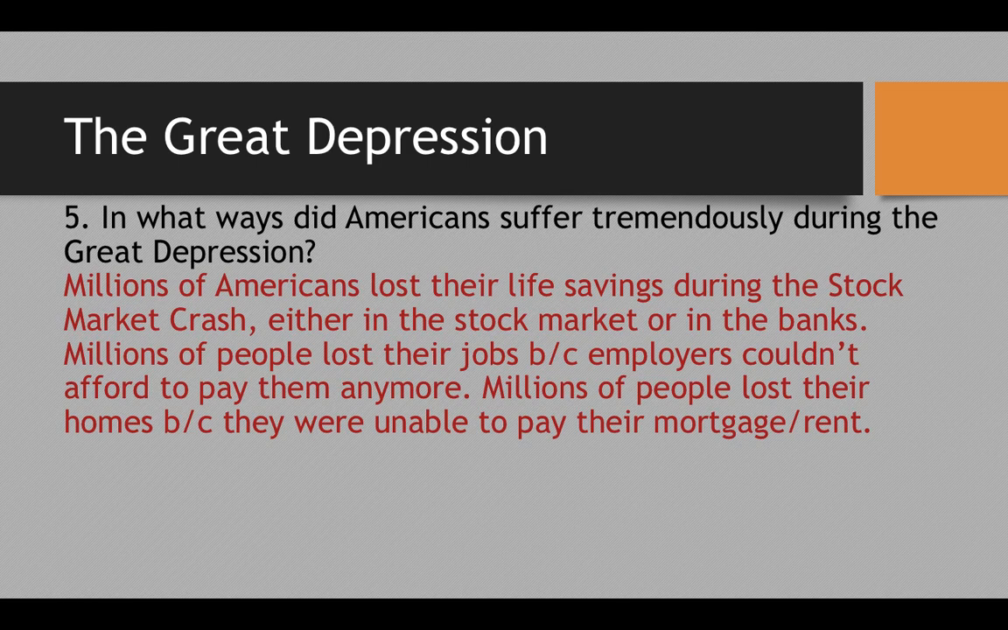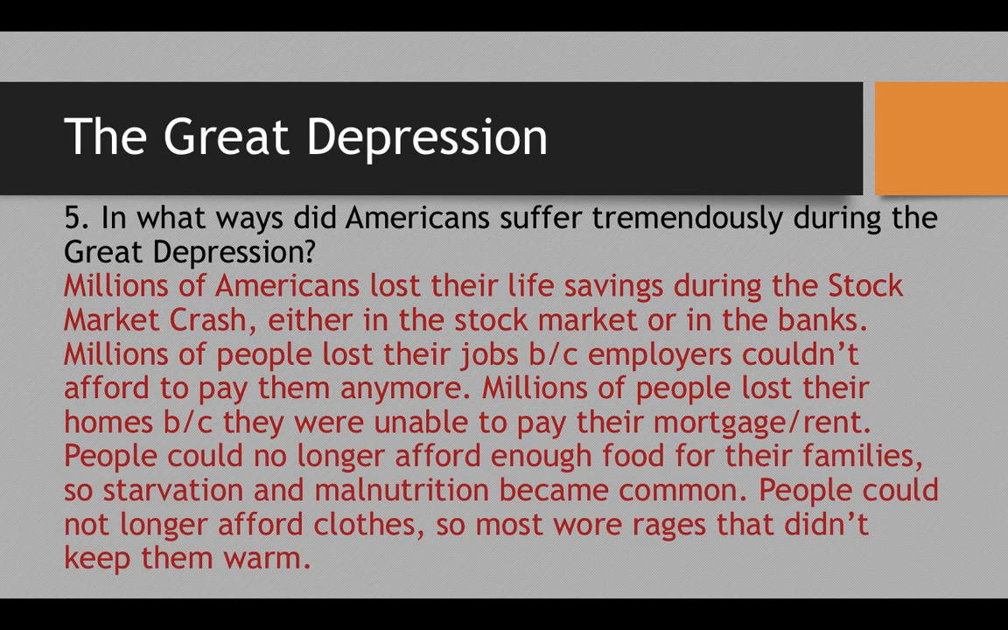You also have millions of people losing their jobs because employers could not afford to pay them anymore. Since employers were losing money too, their companies were going under, they could not afford to pay their workers anymore. And millions of people lost their homes because they were unable to pay for their mortgage or for their rent. So you can see this cycle going. If you lose your life savings, then you can't employ people anymore, so those people lose their jobs. Then those people can't pay their rent, so they lose their home.